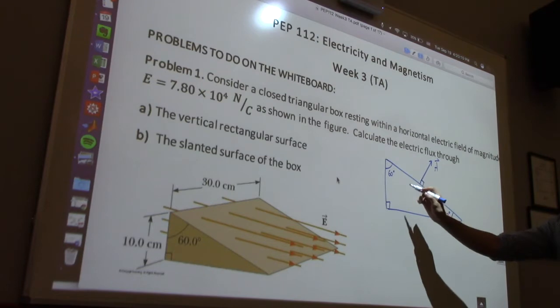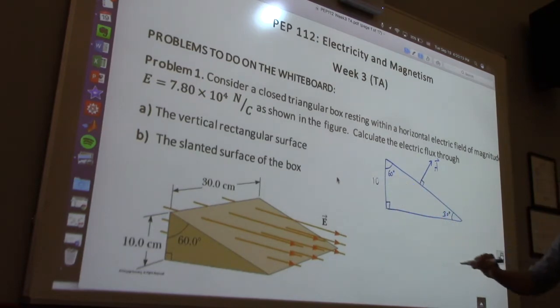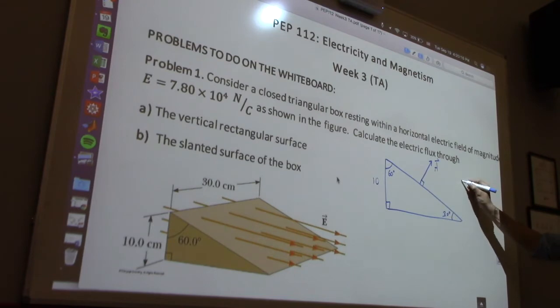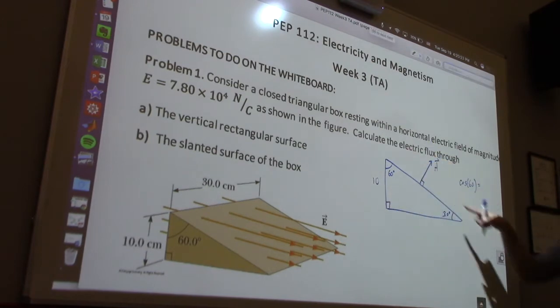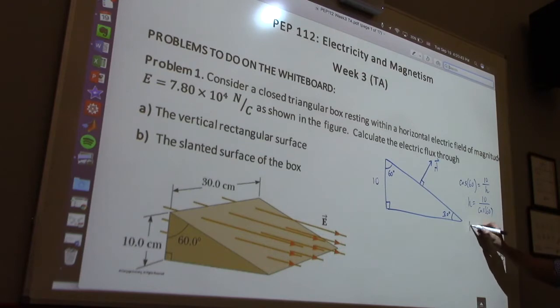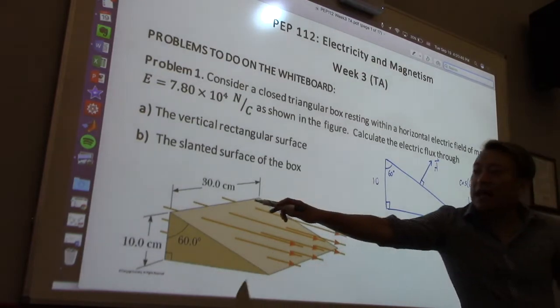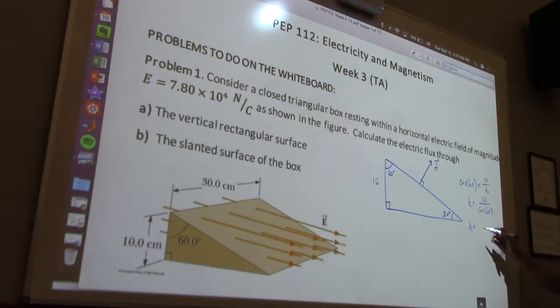How do we get that? Well, if I know that this is 10, then I can say the cosine of 60 equals adjacent over the hypotenuse, which is what I'm looking for. So that's going to be 10 over h. So let's rearrange. h equals 10 over the cosine of 60. And we know cosine of 60 is 1/2. So 10 divided by 1/2 is 20. 20 centimeters. It's the same unit as height, or in this case, the length and width, right? I'm just using a different letter. The hypotenuse is going to be 20 centimeters.